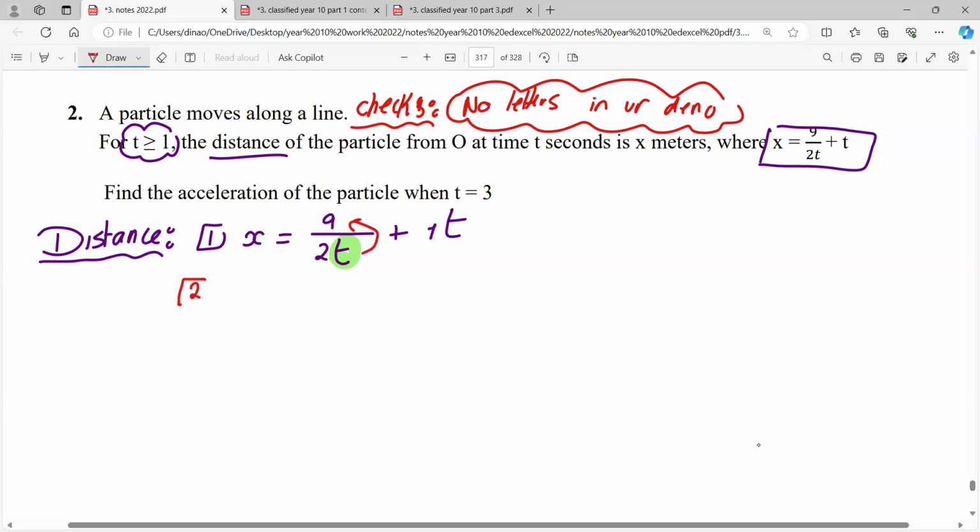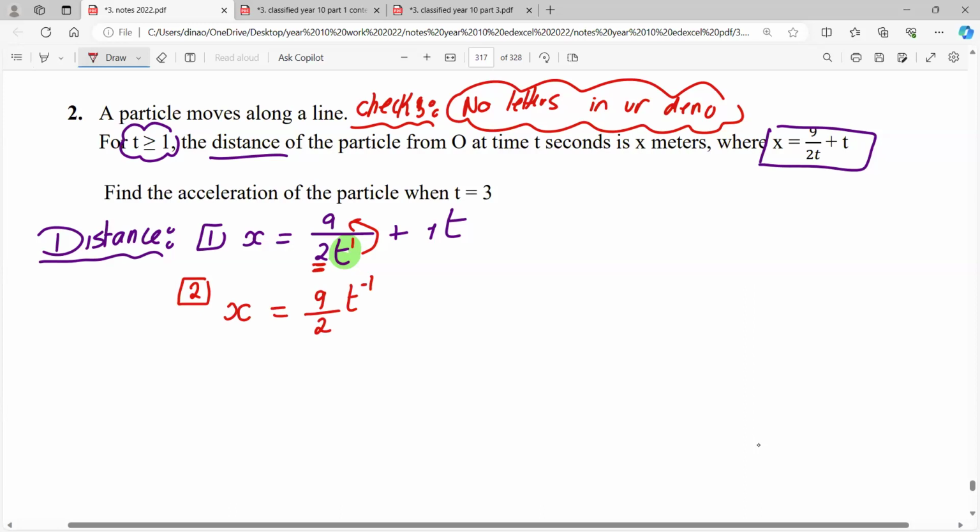Please, don't say, "Miss, should we move the 2 up as well?" No, why move it up? Then someone says, "Miss, let's move the 2 up as negative 2." No guys, please remember that when you move an item from numerator to denominator or the other way around, you change the sign of the power. Your problem is only with the letter, not with anything else. So x equals 9, which remains as it is, the 2 remains as it is. Now the t in the denominator has a power of 1. When I move up it will be power negative 1.